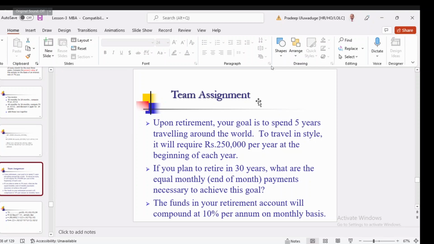Looking at it from today, it will be your future value. So then you have to decide how much you need to set aside on a monthly basis in the form of an ordinary annuity, which is end of month payment. How much should you set aside to reach that amount in 30 years? Right? Yes. Shall we give it a try?